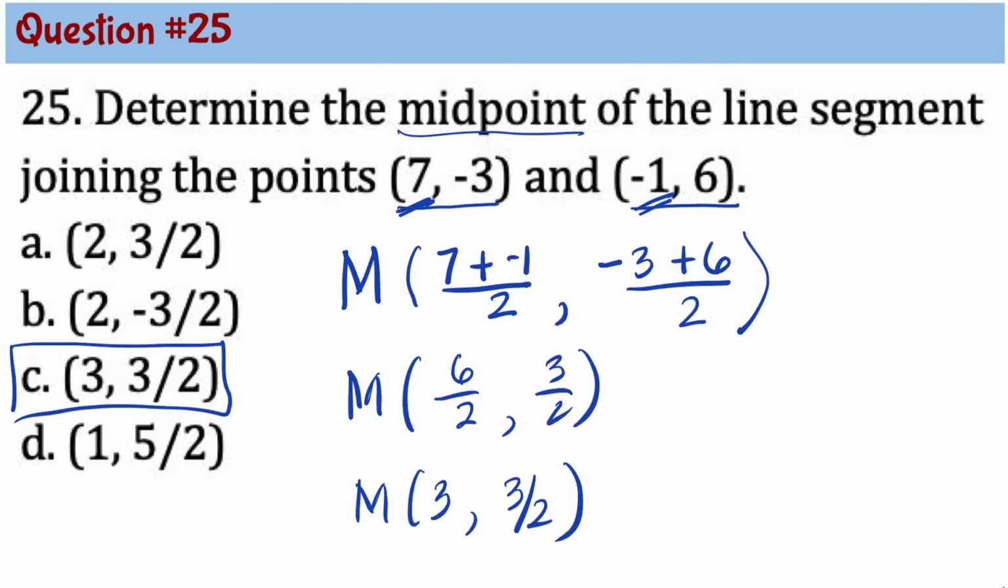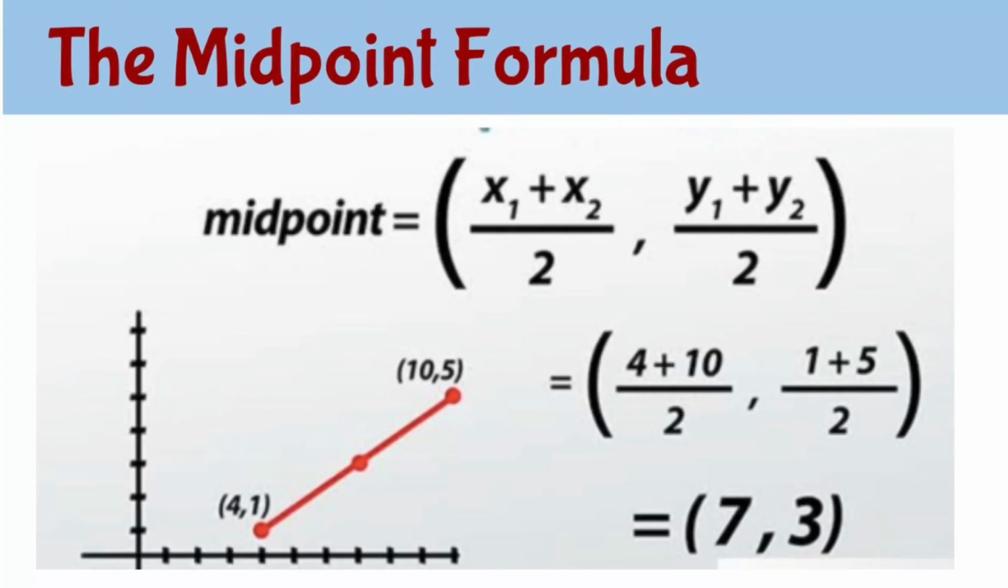Again, to calculate for the midpoint, you're simply adding the two x values and then divide by 2. That's your x coordinate. And then do the same thing with the y coordinates. You add the two y values and then divide by 2.